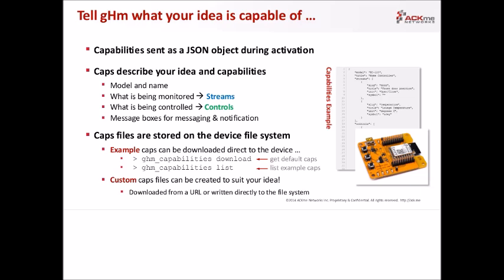goHACKme provides 4 streams and 4 controls in the basic account, and they need to be described because one of them might be monitoring whether a door is open or closed. So that's a binary stream, or a Boolean stream, if you like, but maybe it's an ADC, and the range is 0 to 4095, and that would be an integer.